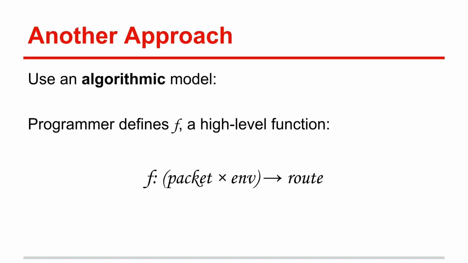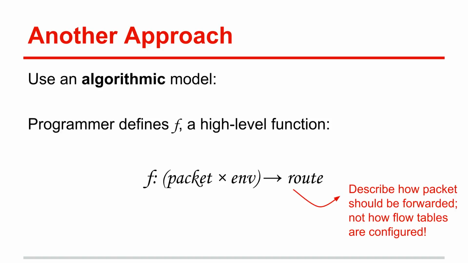So instead, we can take another approach using an algorithmic model. In the algorithmic model, the programmer defines a function f, which is a high-level function. It's high-level because all it needs to know is the packet and some kind of environment. It takes in those parameters and outputs a route. This describes how the packet should be forwarded, but it does not describe how the flow tables are configured. So now we're describing more of the what and not so much the how.